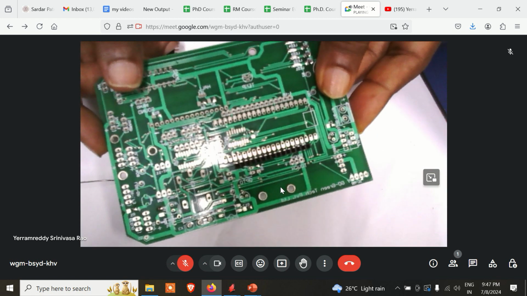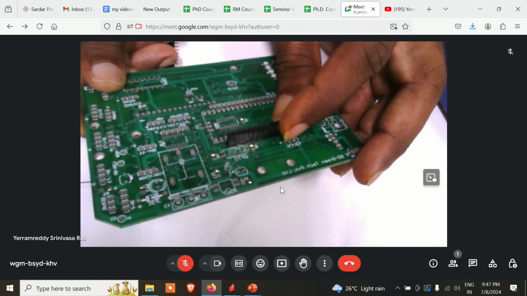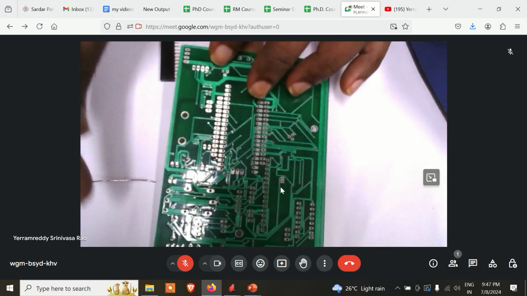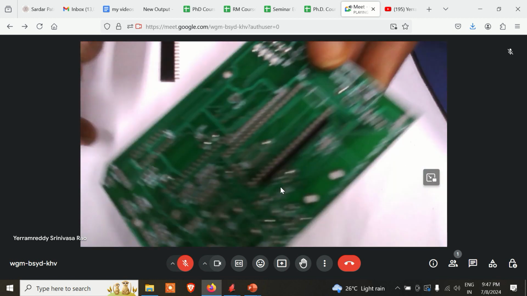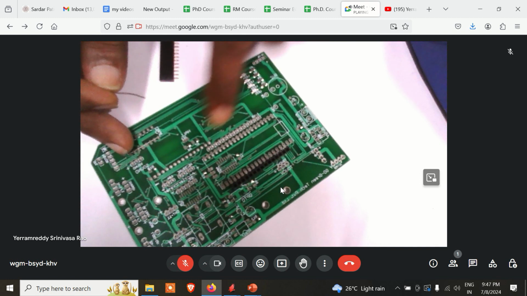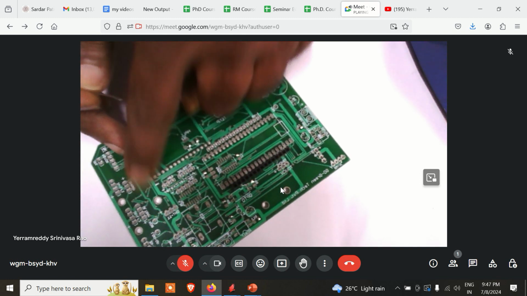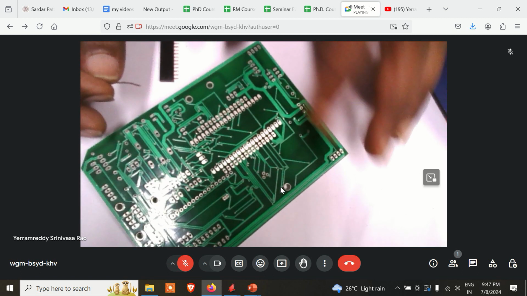Okay, it's there, no problem. You can bend it slightly. Now solder the rest of the pins. Don't make a mistake. All components should be placed on the top side where the silk screen is, where the names are printed, and soldered from the bottom side.